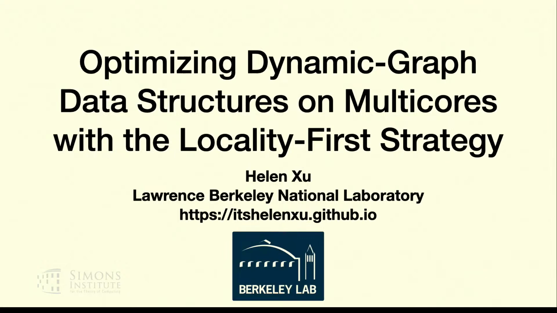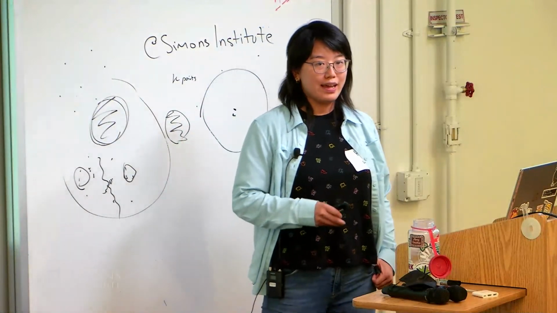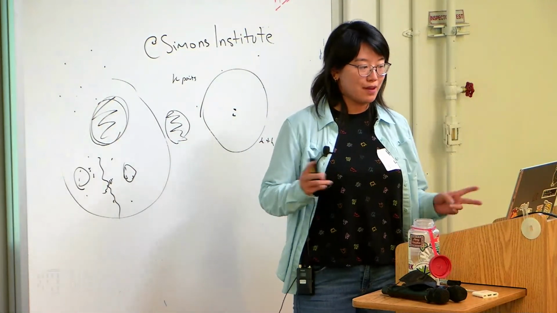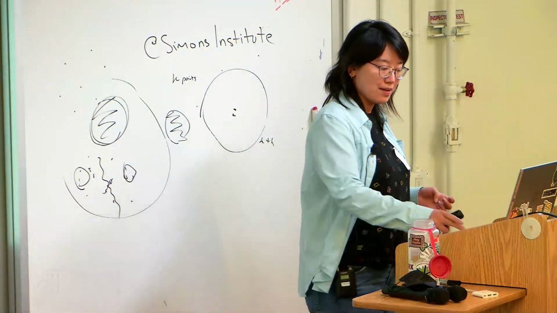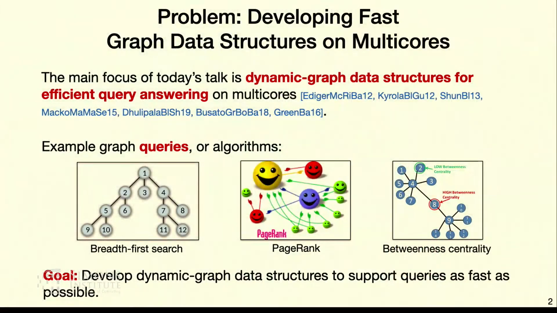Thank you. Can everyone hear me? So yes, thanks, Julian. Today I'll be presenting my research in dynamic graph data structures as an example of this higher level algorithm engineering framework that I've been working on that I'm calling the Locality-First strategy. So like I said, the main focus of today is on this question called dynamic graph data structures. And the main focus of these data structures is to support both dynamic graphs and efficient query answering for multicores.